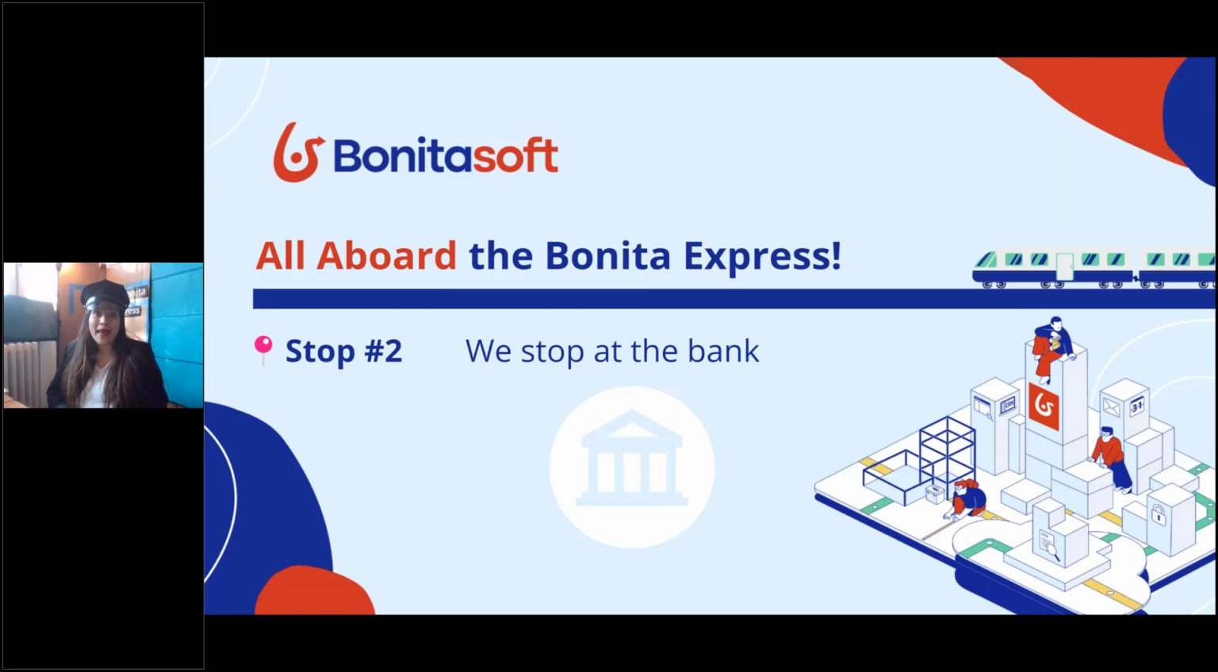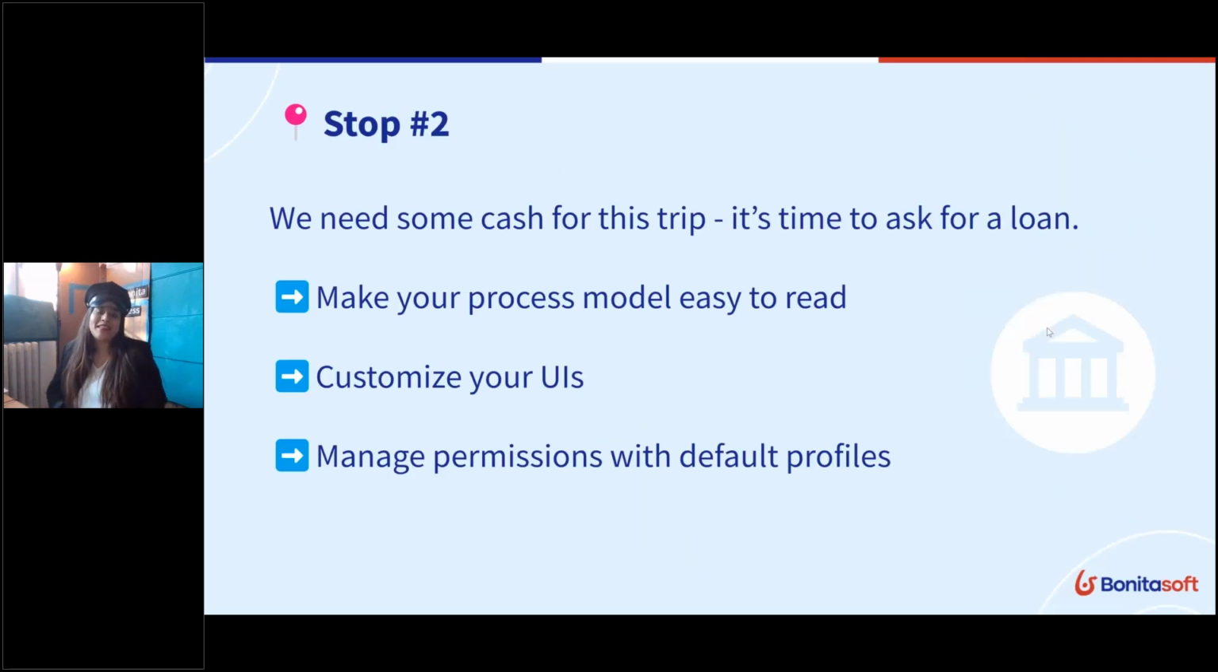Today we're going to the bank, so it's our stop number 2. And why are we going to the bank? Because we need some cash to continue this trip, so it's time to ask for a loan, and we will see these 3 topics together: how to make your process model easy to read, how to customize your UIs, and how to manage permissions with default properties.